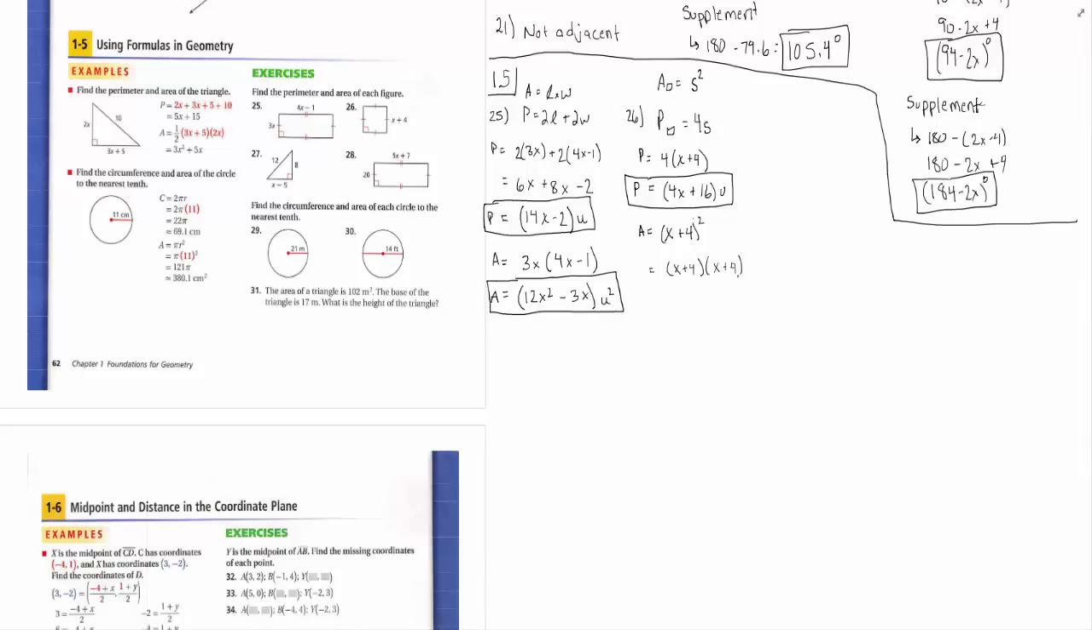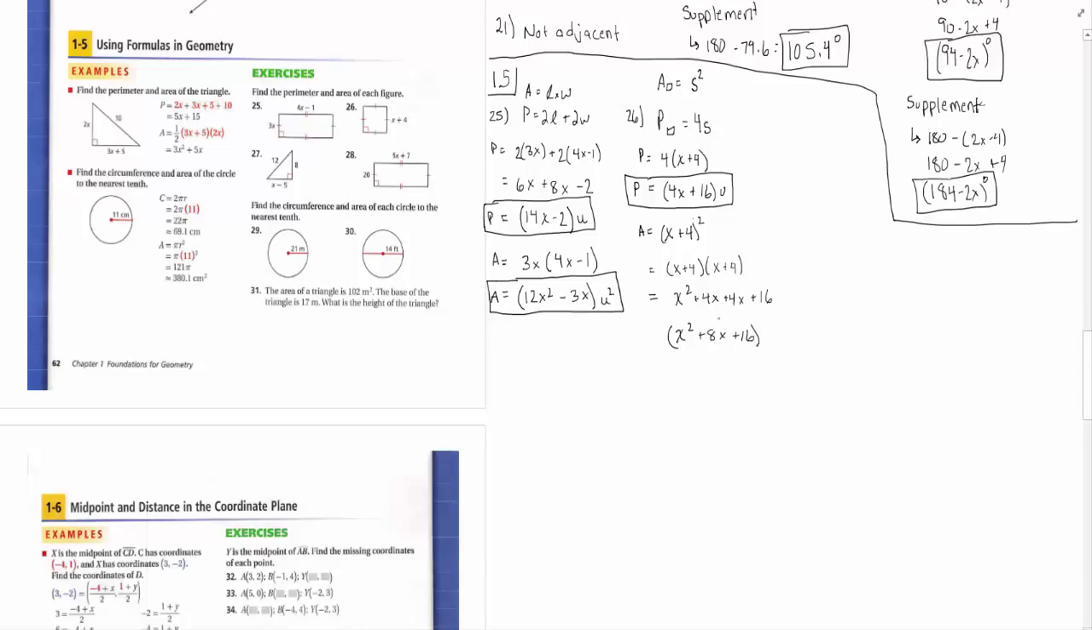You can't call it x squared plus 16. Sorry. If you actually FOIL it out the way you're supposed to, you're going to get x squared, and then plus 4x for the outside terms, and then 4x for the inside terms, plus 16 for the last terms. And that leaves you with x squared plus 8x plus 16 for your area, not x squared plus 16.